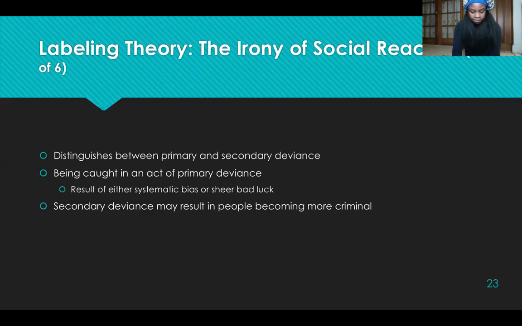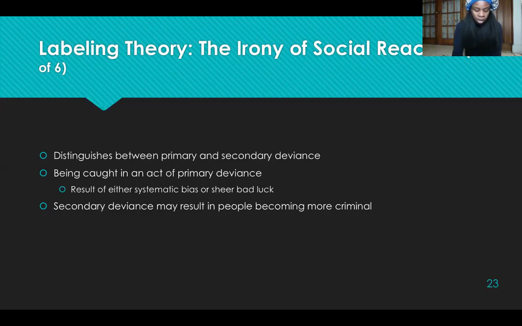The stigma of a criminal label may result in people becoming more criminal than they would have been if they had not been caught. This may occur in two different ways. First, the labeled person may alter their self-concept in conformity with the label. So, for example, the person may say, yes, I am a criminal, and will act like one more in the future. And second, the labeled person may be excluded from conventional life domains like employment or schooling, leading to the loss of conventional ties to others.